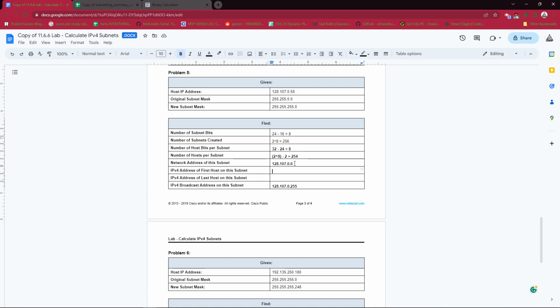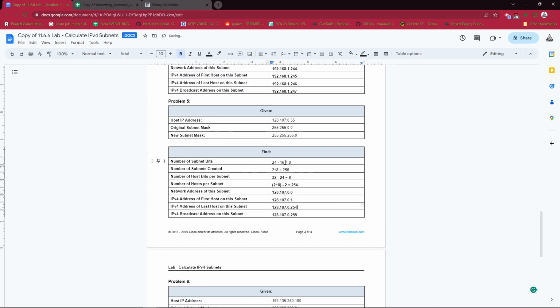So for the IPv4 address for the first host, now we just take the one after the last of the network address subnet. So we get 128.107.0.1. For the IP address of the last host of the subnet, we will take the one before the 255. So it will be 128.107.0.254. So that's just for problem 5.